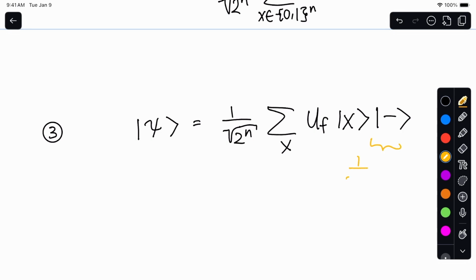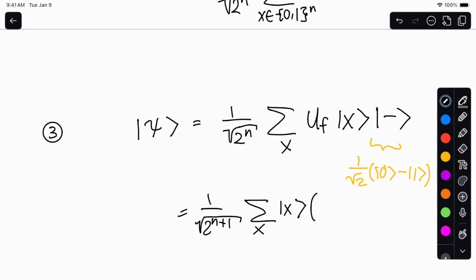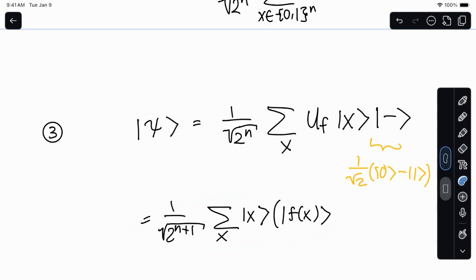So this is, recall, 1 over root 2, 0 minus 1. And the action of the unitary is as follows. Pick up an extra root 2. So we're going to get f of x plus 0, which is just f of x. And then we're going to get minus f of x plus 1.